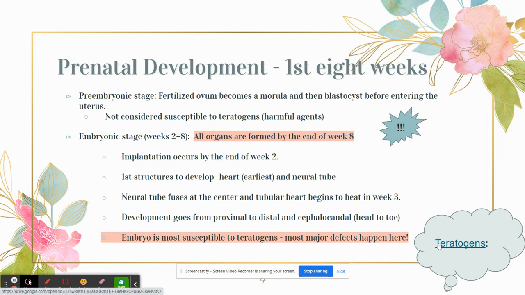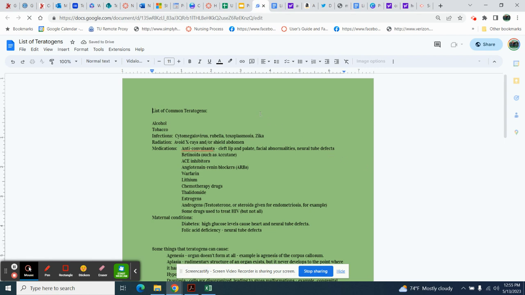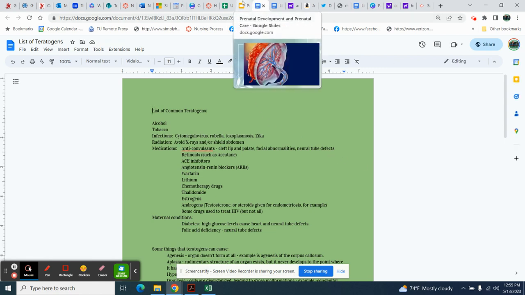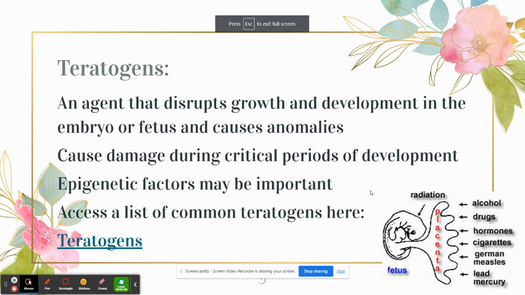Okay, I have here a live link to a list of teratogens, which if you click it, you will see a long list. They include things like alcohol, tobacco, infections. I think that's on the next slide. So let's go back. Yep, there it is. Teratogen is an agent that disrupts growth and development and causes anomalies. These are things that cause damage during critical periods of development.